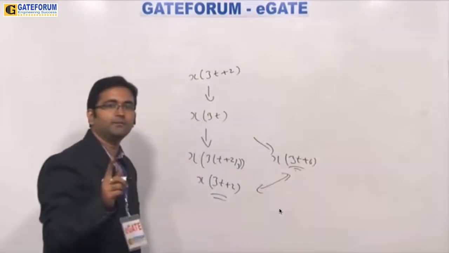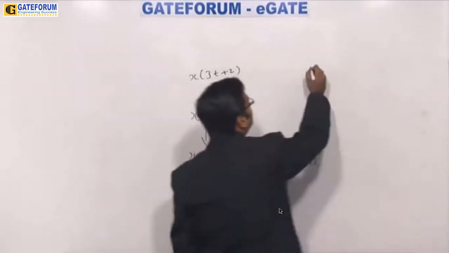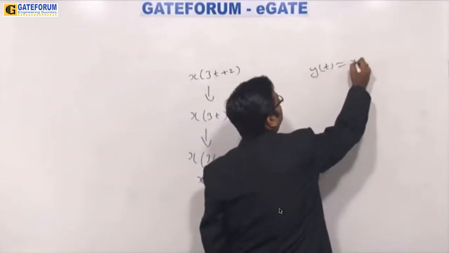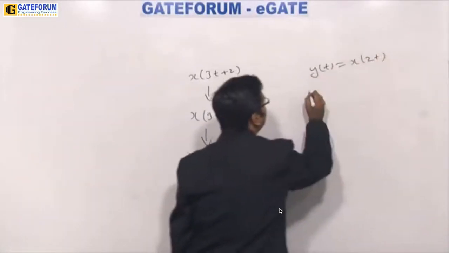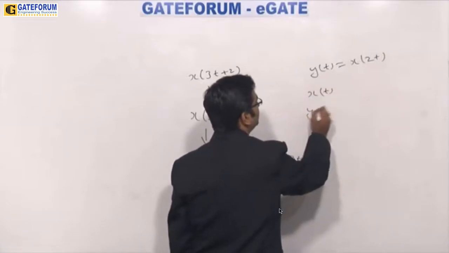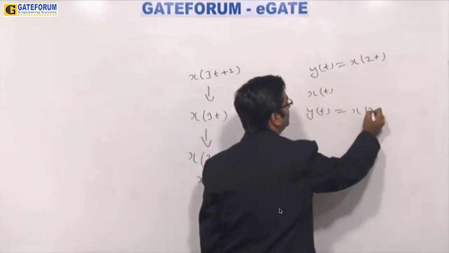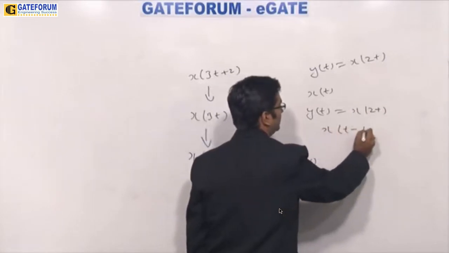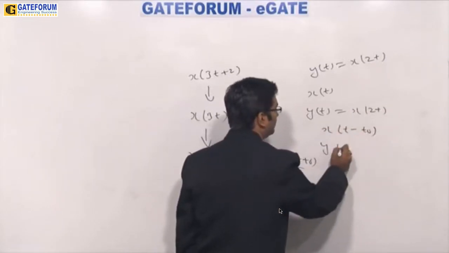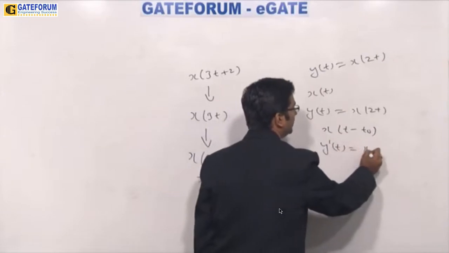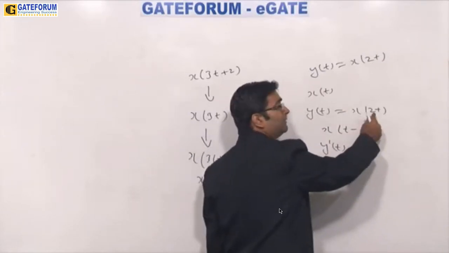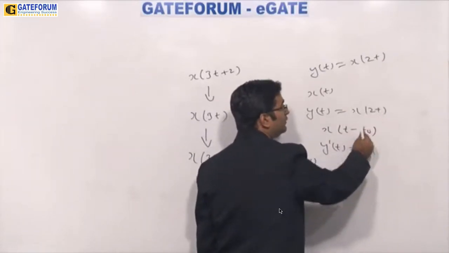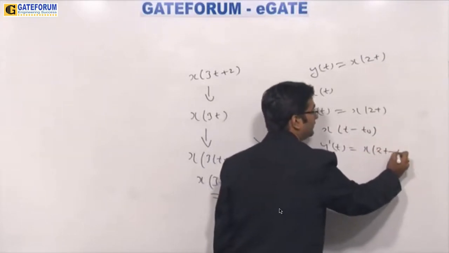Now coming to my example, there is a relationship y(t) equals x of 2t. The input is x(t), for which y(t) is nothing but x of 2t. Now if I shift my input by t minus t naught, my output y dash t is nothing but x of, again see, the scaling operation is done only on the variable t, not on t naught, so that becomes 2t minus t naught.